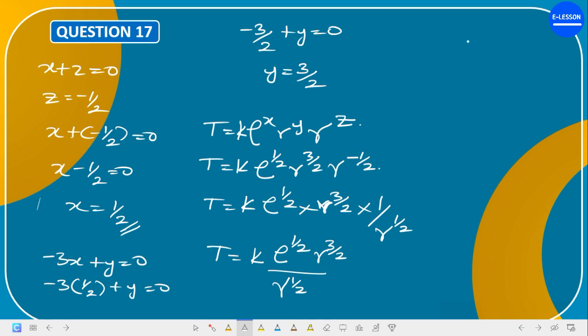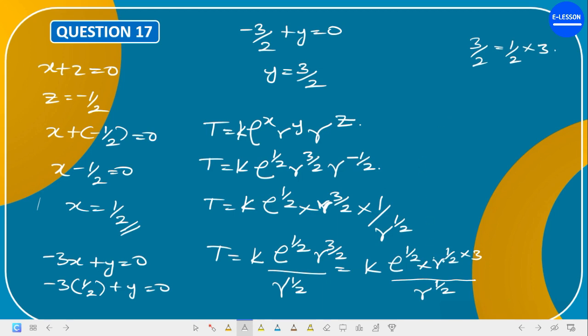Now, note that 3 over 2 is the same thing as what? 3 over 2 is the same thing as half times what? 3. Same thing as what? Half times 3. So we can write this as k. Then we have density, half, times radius. Then we can say this is our half times what? 3. Are we getting it now? Because 3 times 1 is 3, then over 2, all over, then this surface tension over this.